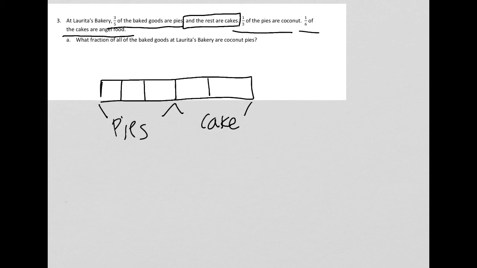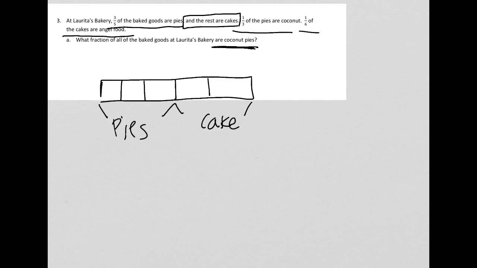And then the question says, what fraction of all the baked goods at Lorita's Bakery are coconut pies? So I can basically ignore, because this is just part A, the part about the cakes, which is nice because that's kind of the harder part. 1/3 of the pies are coconut. Well, so I'm just focusing on the pie section.